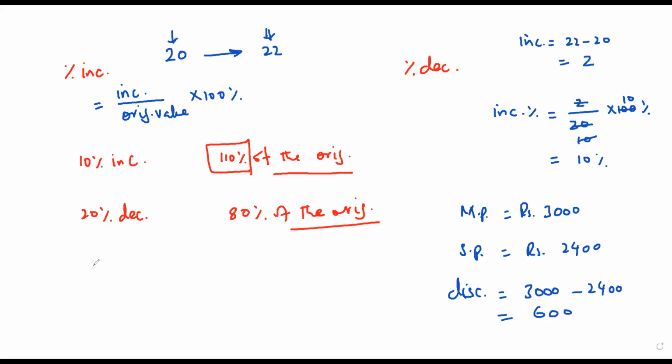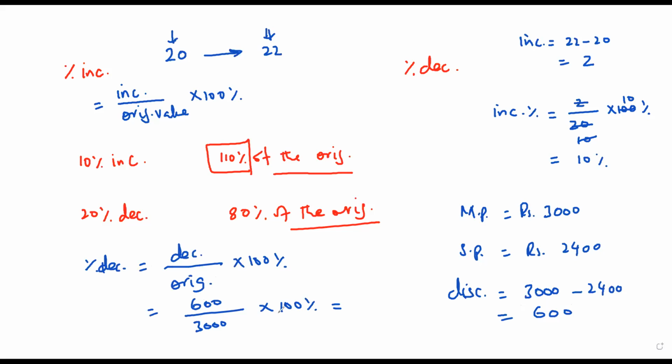So if you want to find the percent decrease, this would be the decrease over the original, in this case the marked price here, times 100%. So this is 600 over 3,000 times 100%. So you get the percent decrease this way, and that is obviously going to be 20%.